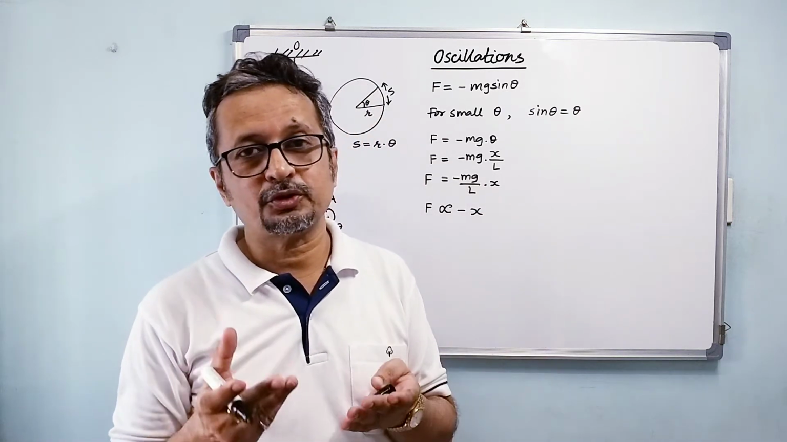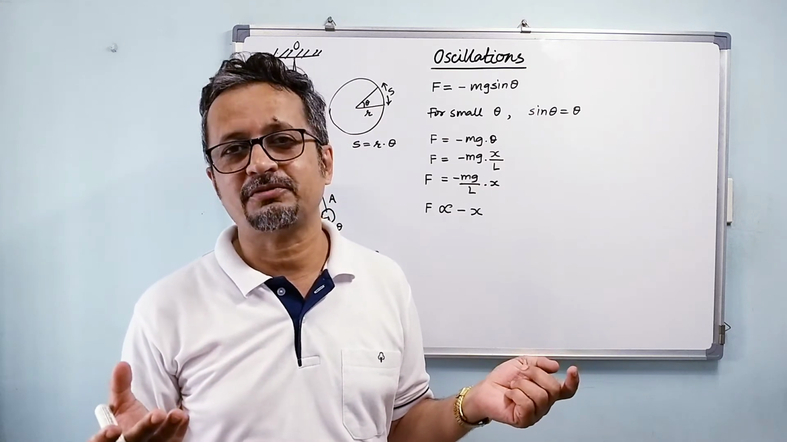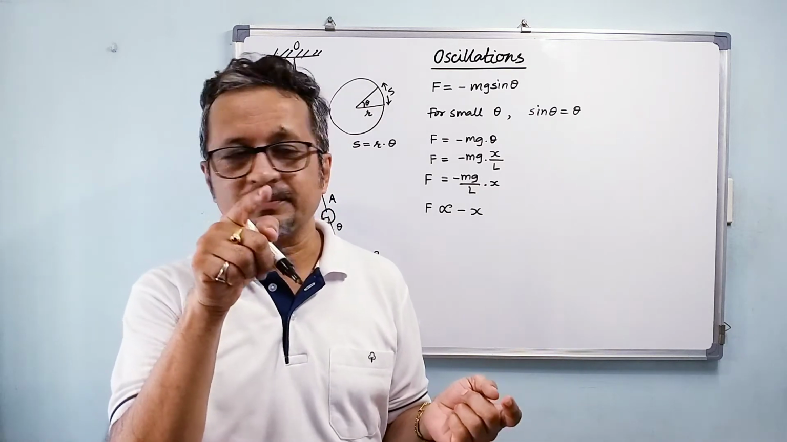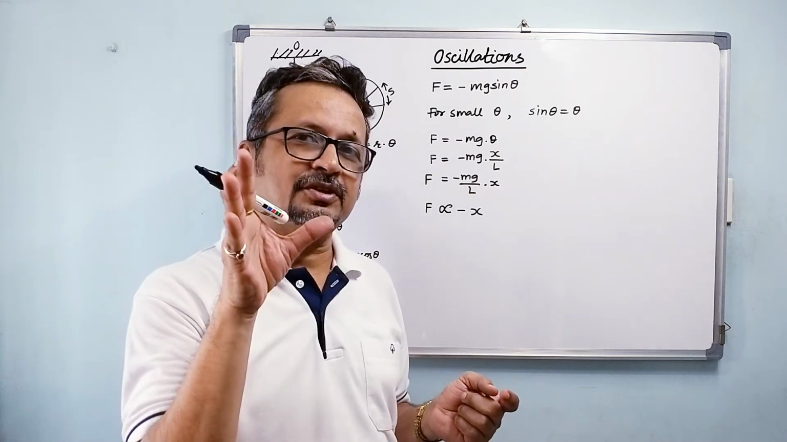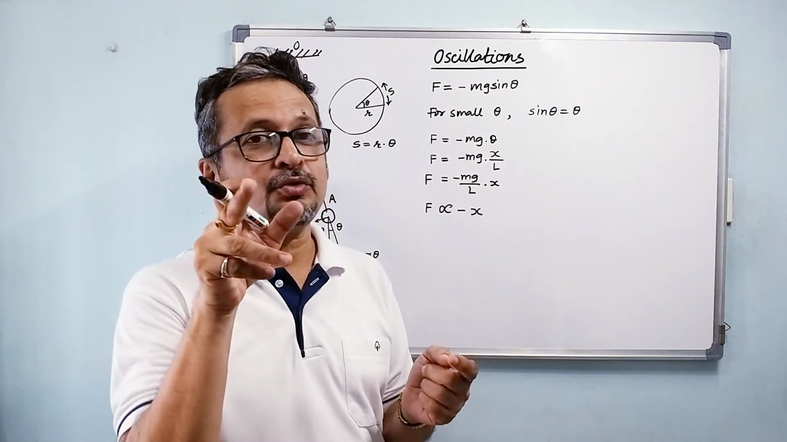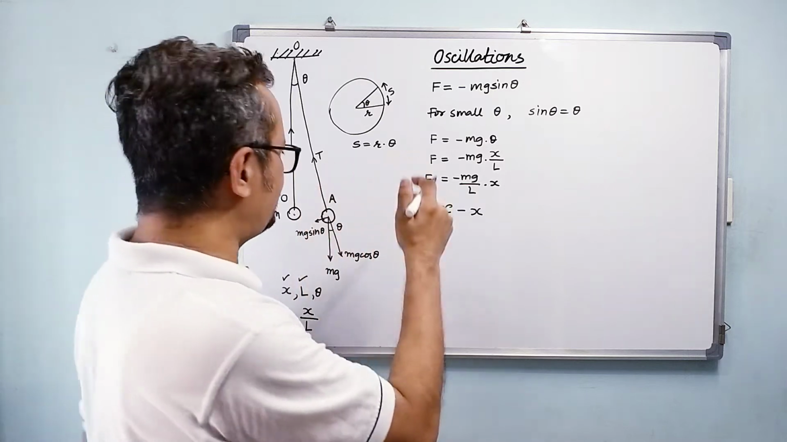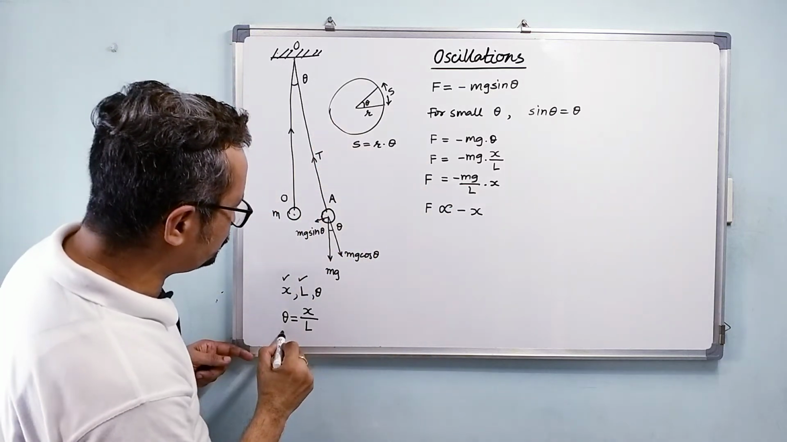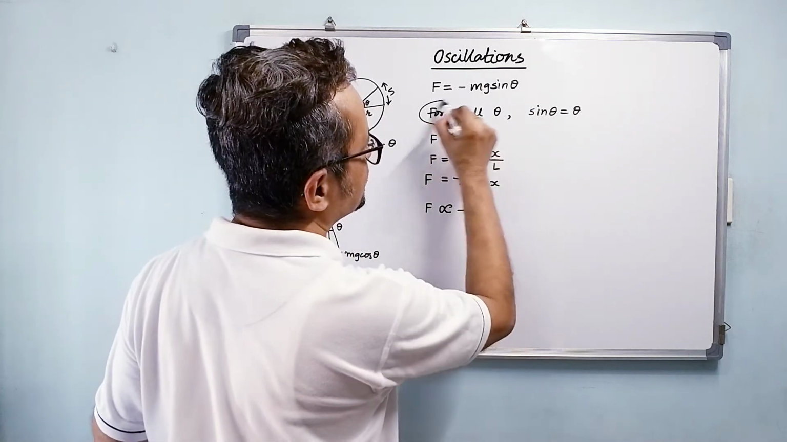Force is proportional to displacement, and it is acting in the opposite direction of displacement, right? So that means this is a condition which is needed for simple harmonic motion, isn't it? But then when is this true? This would be true only when I'm able to use this, and I'm able to use this.